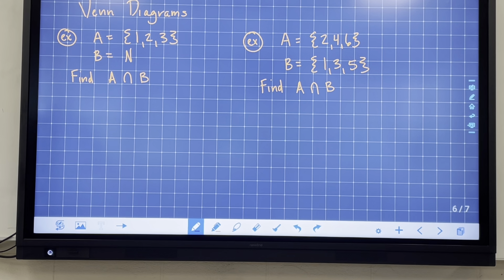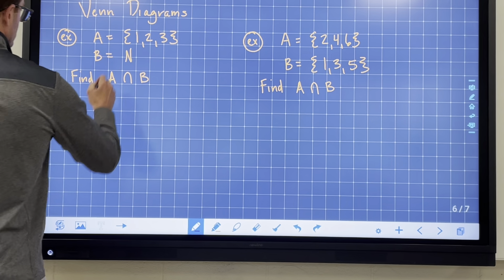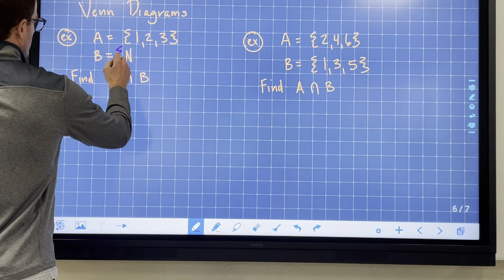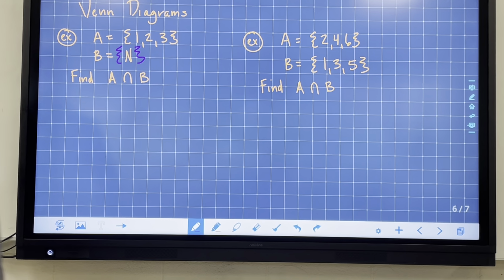So for both of these examples, we're trying to find the intersection of A and B. We're told in the first example that set A consists of the elements 1, 2, and 3. That's it. B is the set of N, which is natural numbers. Okay, so the counting numbers. All right, so we're trying to find the intersection of these two.